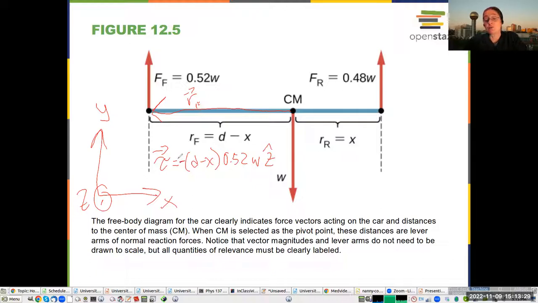Now, when we consider the rear wheel, this is our moment arm, R sub R. R cross F is in the positive z hat direction. So the torque from that is going to be x times 0.48 times the weight, and this is equal to zero. Oh, and I forgot my x hat right here.